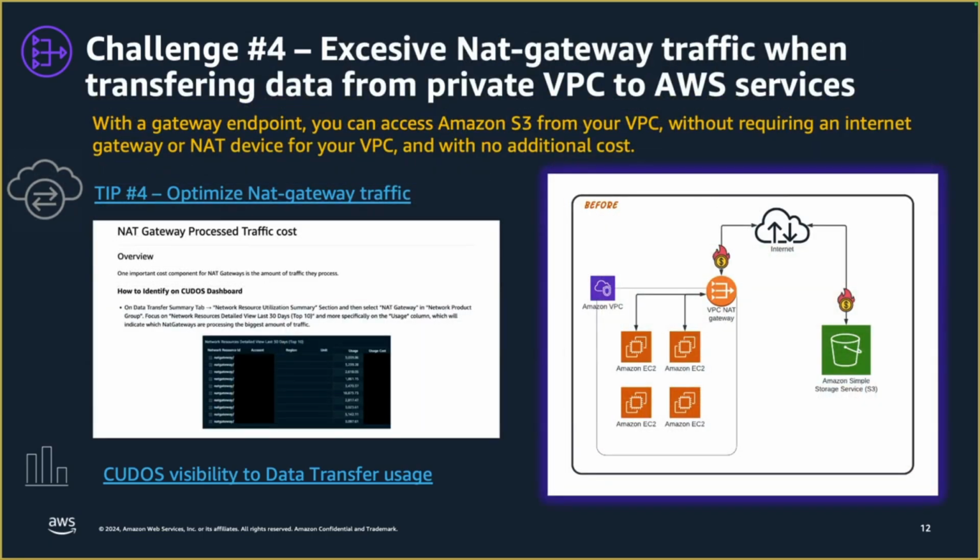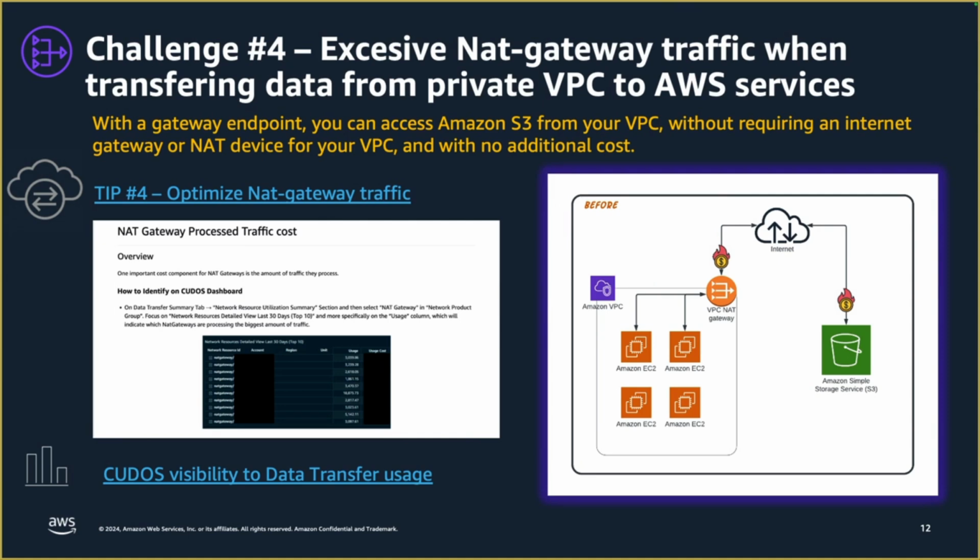And challenge number 4, the last challenge which we are going to cover, is also related to NAT gateways. NAT gateway is probably one of the most commonly used network resources. It's a very common scenario where you have your instances, your workloads, in a private VPC, and you use a NAT gateway to access resources on the internet. But it's also a very often scenario when customers have workloads in a private VPC also accessing AWS services such as S3 buckets or DynamoDB tables.